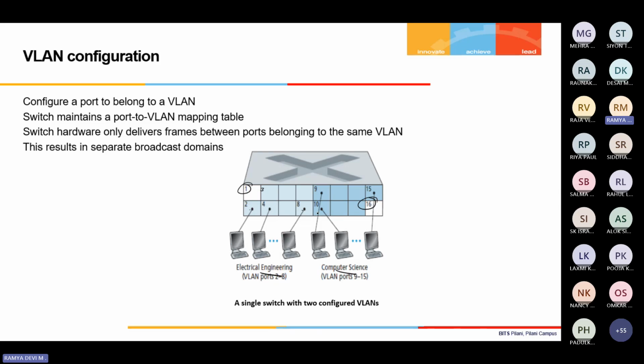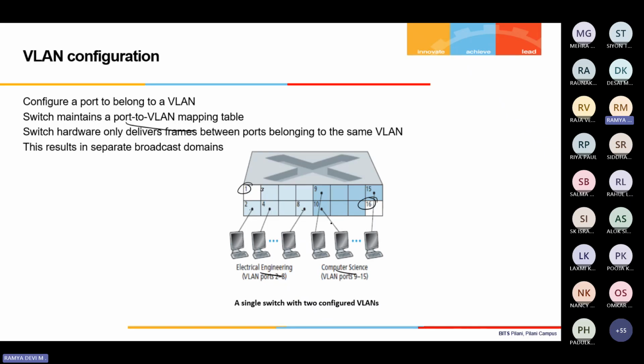The switch will also be maintaining an internal port to VLAN mapping table. This table will have the Ethernet frames that can be forwarded to the ports within the same VLAN. So that mapping will be done here. The devices on ports 2 to 8 will be of one broadcast domain, and devices from 9 to 15 will be on a separate broadcast domain. So this is how the traffic isolation will be done.